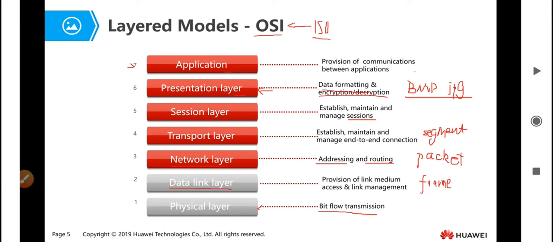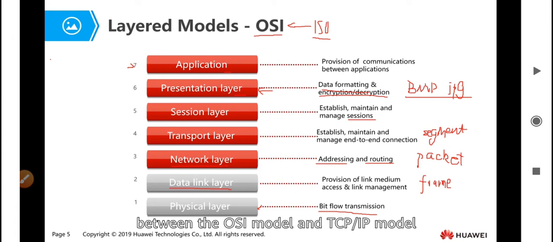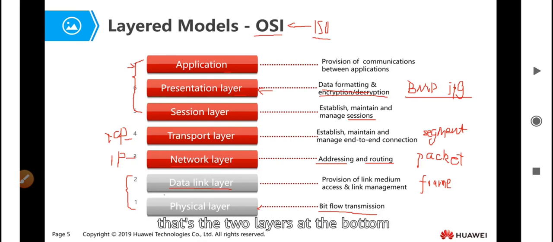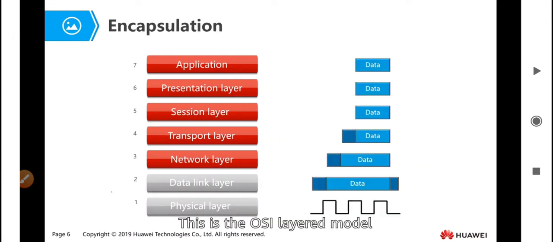Okay, and of course, the OSI model is the most widely known, and there's some relationship between the OSI model and the TCP/IP model. In the TCP/IP model, there are 4 layers. The top 3 layers of the OSI model correspond to the application layer, then the transport layer, which is TCP, and this is IP, the network layer, and then the bottom 2 layers are the network interface layer. This is the OSI layered model.